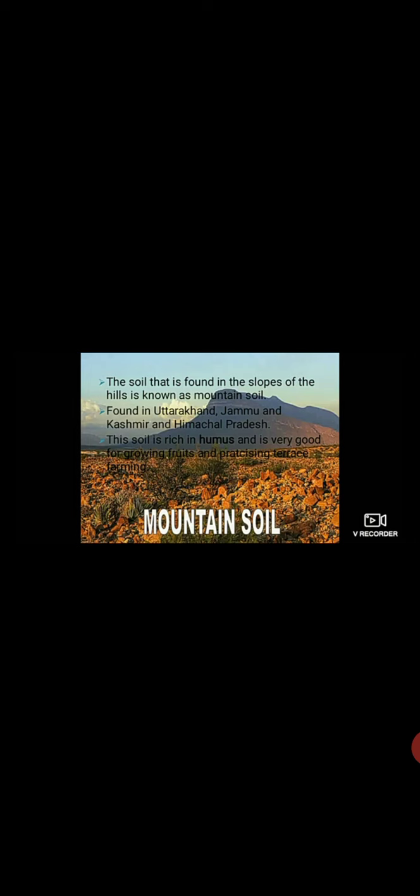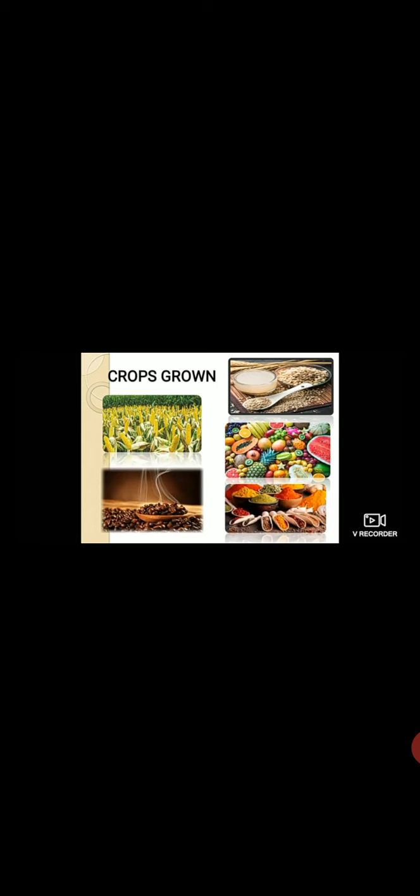What is humus? Humus is the dark organic matter that forms in soil when dead plant and animal matter decays. The mountain soil is rich in humus, so fruits are grown here, vegetables are grown here, maize, coffee, barley, etc. These crops are grown in this type of soil.